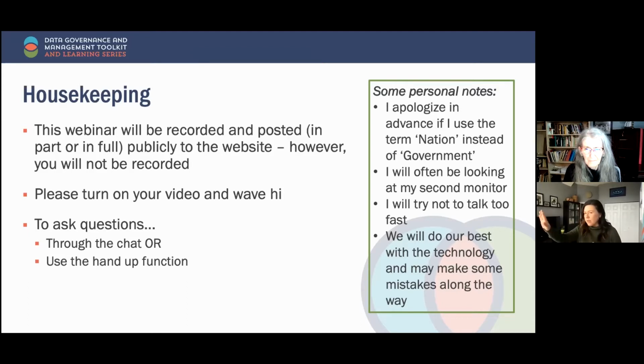I sometimes will be looking over here at my second monitor or looking down at my notes. I'm already talking too fast, I'm sure. I get kind of excited. I'll try to keep a measured pace, and I'm sure we're all still figuring out the technology. So I hope I've shut off all the dinging that was going on in the first two webinars, but I guess we'll find out. Next, please.